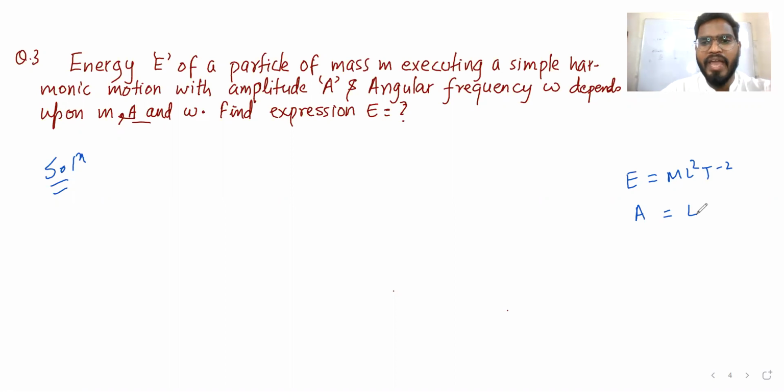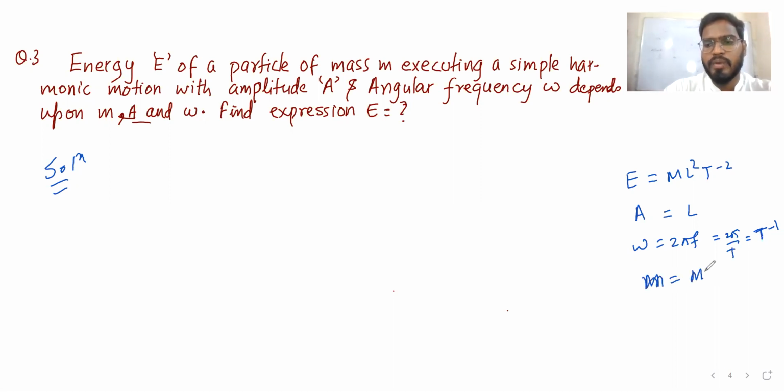And then angular frequency, that is what? 2 pi f. Omega is what here? 2 pi f. F is 1 by T, right? So 2 pi T also we can say. Ultimately T inverse, right? Omega is what? T inverse. Depends upon mass is what? Mass is m to the power 1, amplitude this all things, right?